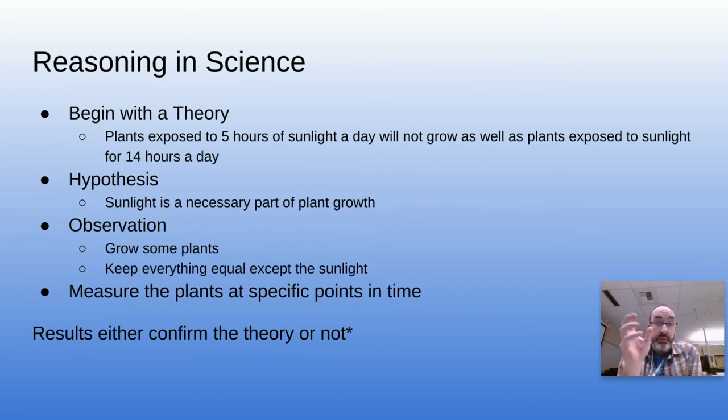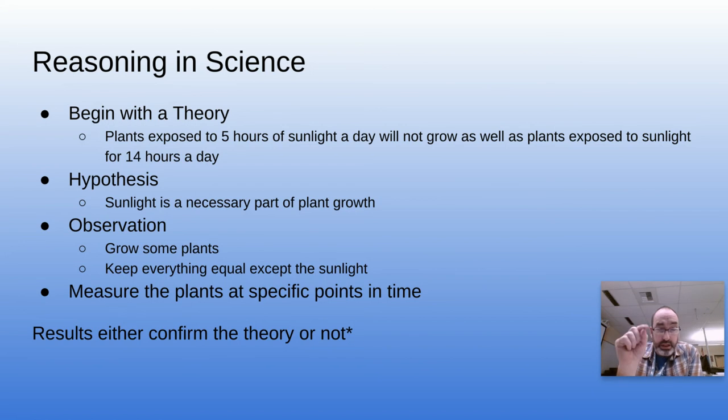We grow some plants. Okay, we really watch the variables. We control. We have a control group. We keep some plants with 5 hours of sunlight. We do other plants with 14 hours of sunlight. We make sure that they have the same dirt, same water, everything else is the same. And that's how we control the variables to make sure we're looking at sunlight only.